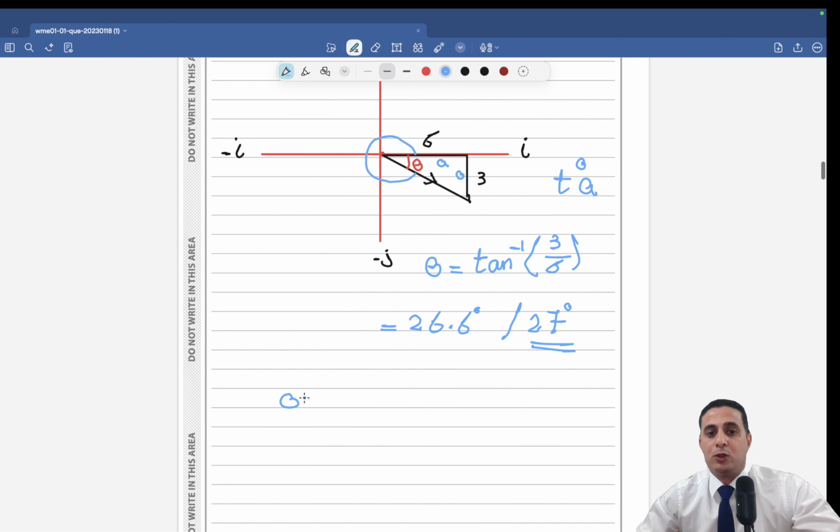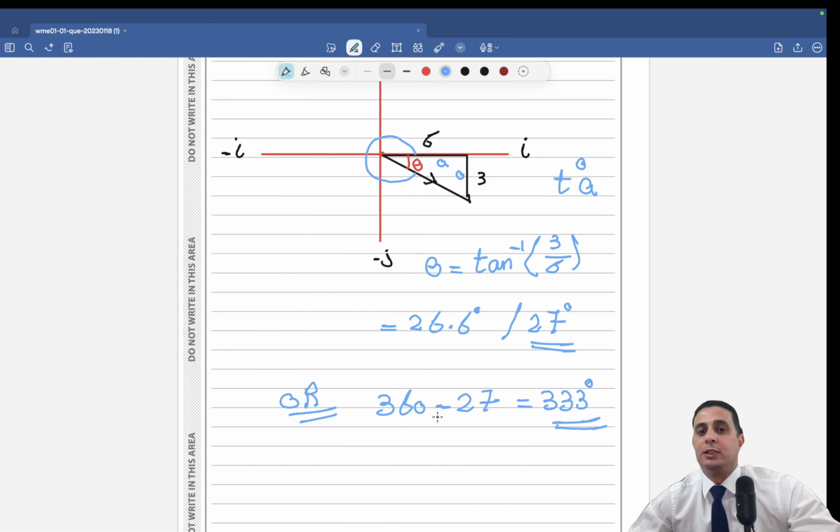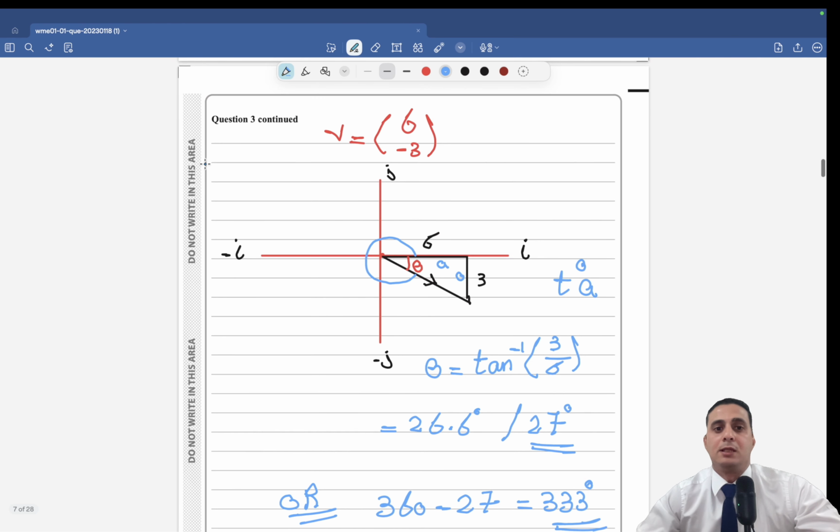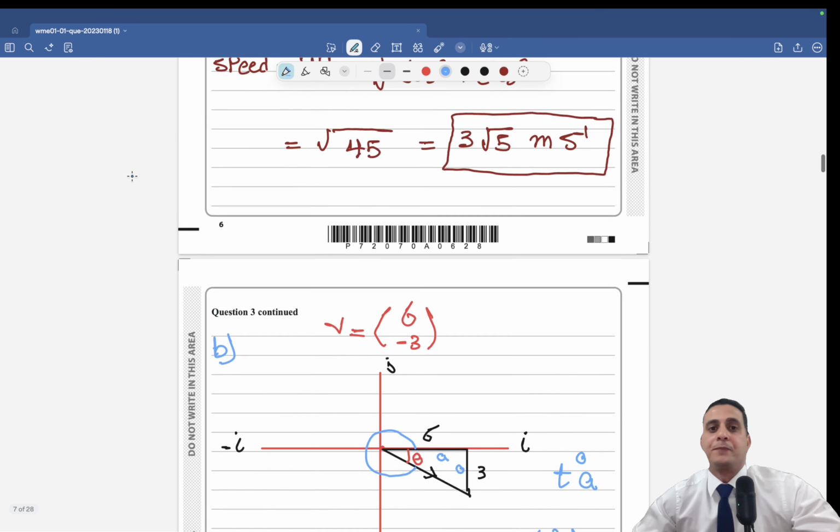I can say here 360 minus 27, which is 333 degrees. So it's either 27 or 333. And this is part B.